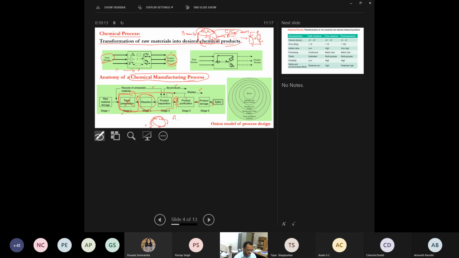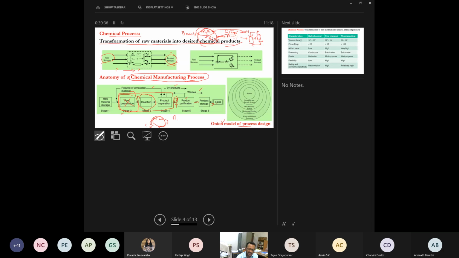So this is the general anatomy of the process. Normally this is very conventional in nature, so it is expressed using the onion model. The onion model of process design is called like this. This is the conventional one. It's a layer by layer process, that's why it's called the onion model.